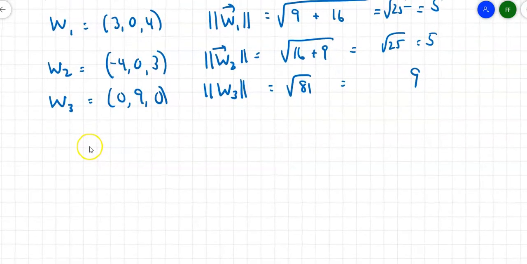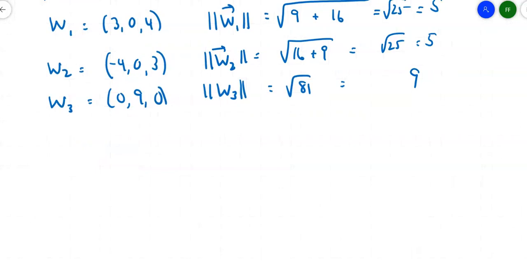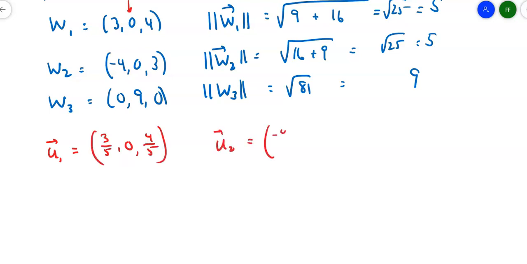Now find the unit vectors. So the unit vectors are these vectors here divided by their magnitude. First of all, if you look through these three vectors, can you see that at the very least they're orthogonal to each other? 3 times negative 4 is negative 12, plus 12 is 0. If you do the second and the third, you get 0 plus 0 plus 0. Do the first and last, you get 0 plus 0 plus 0. All right, so the first unit vector is going to be (3/5, 0, 4/5). The second unit vector is going to be (-4/5, 0, 3/5). And the third unit vector is going to be (0, 1, 0).